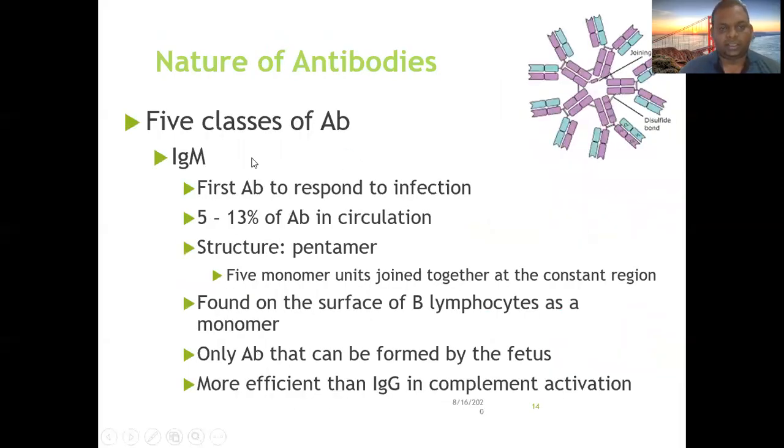There are 5 classes. IgM is a common one. It is the first antibody to respond to infection, 5 to 15%. Structure: it's a pentamer. 5 Ys are there.